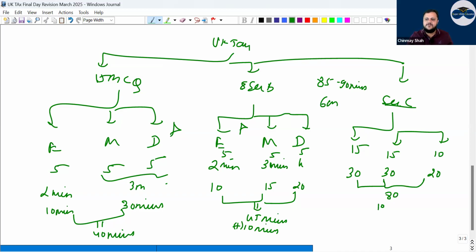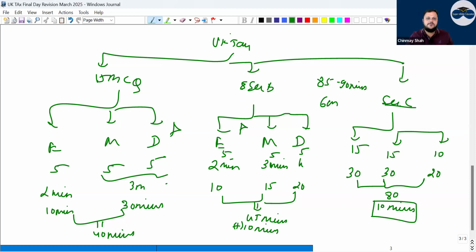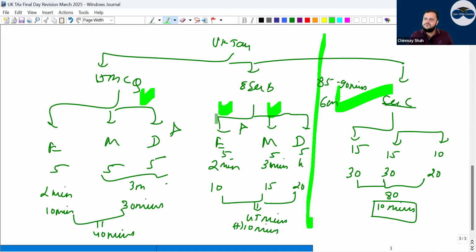Still, do you have 10 minutes left? Yes. But what should you do? You should not use these 10 minutes here. I'll tell you. Once you are done with Section B, before entering Section C, whatever flags you have placed, spend 5-10 minutes going through all the flags once, right?